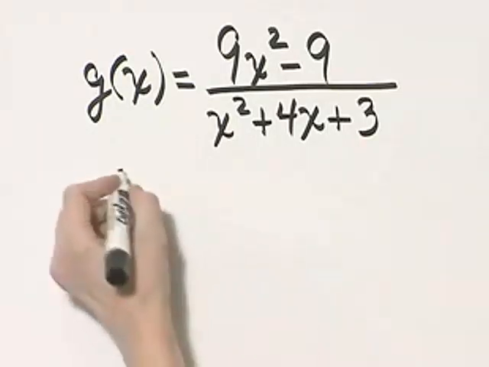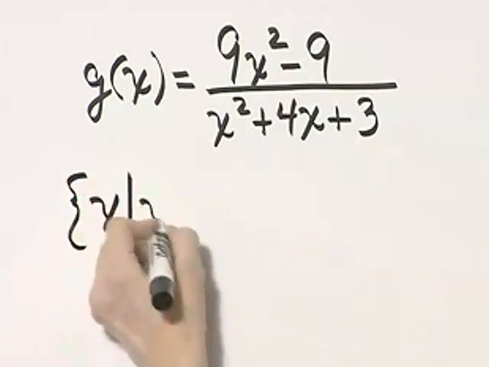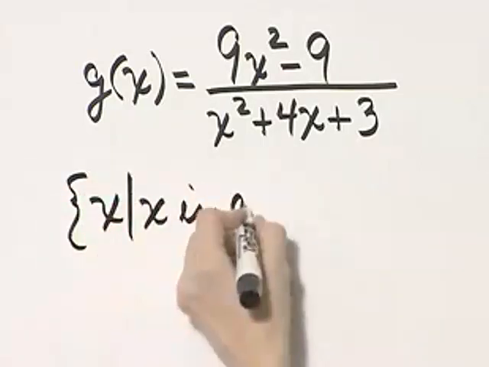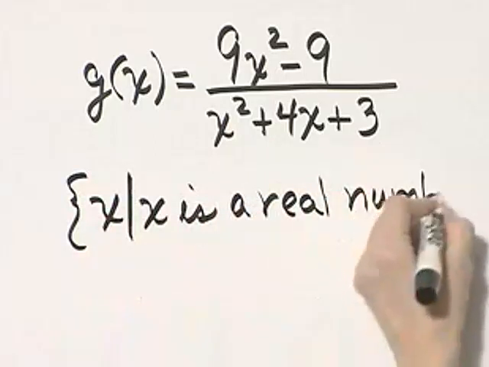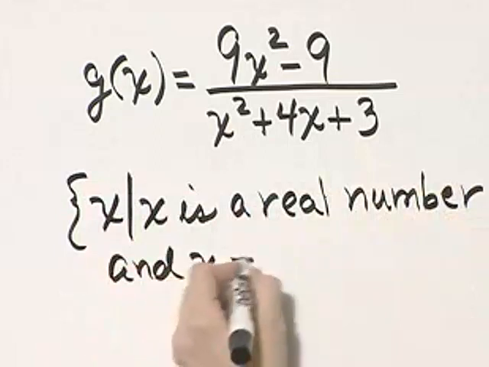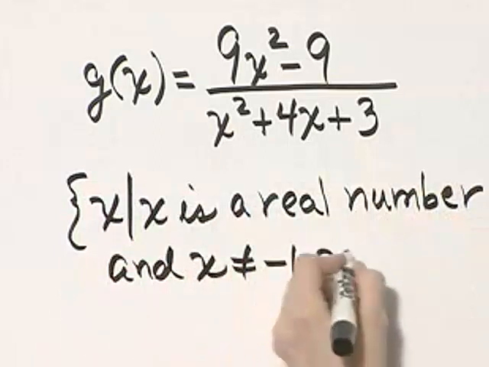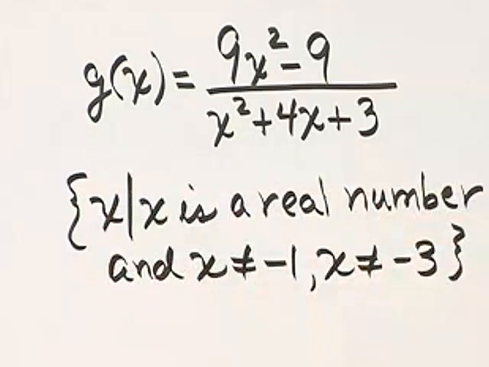The domain will be the set of all x such that x is a real number, and what? And x is not equal to negative 1. Also, x is not equal to negative 3. Any other real numbers, except for these two, any other real numbers are okay values for x.